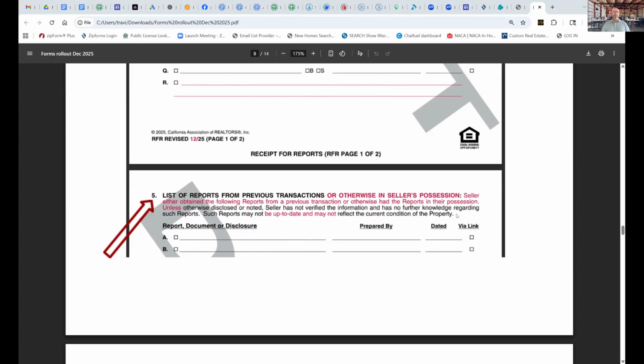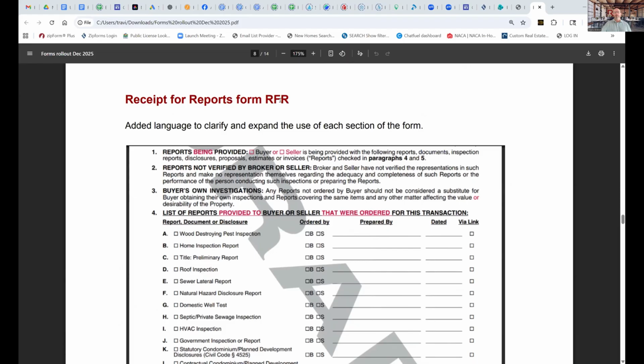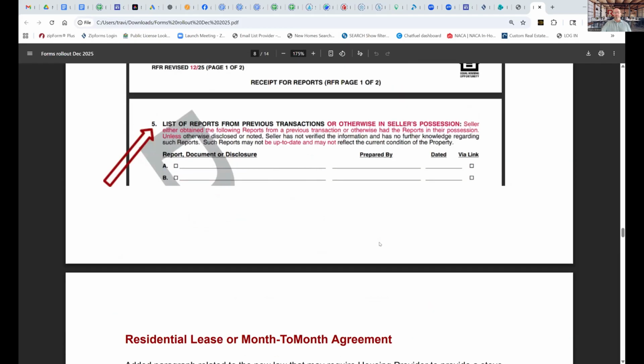So if you remember from many months back, talking about disclosures and things like that, there is no time limit in the state of California of how long a document in possession of the seller should be turned over to the buyer. If it's 10 years old and they have it, it needs to be turned over to the buyer. There is no time limit. So if you are in possession of those, they need to be turned over. And this is where you do it, here in section 5 of the RFR, receipt for reports.